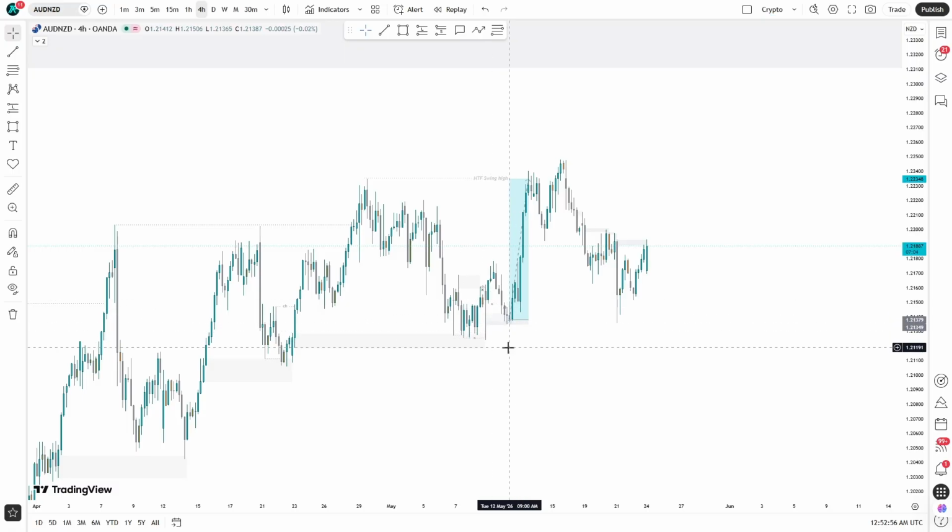So the entry is from the 3 minutes time frame. So we'll go down to the lower time frame to see what the chart actually looks like.